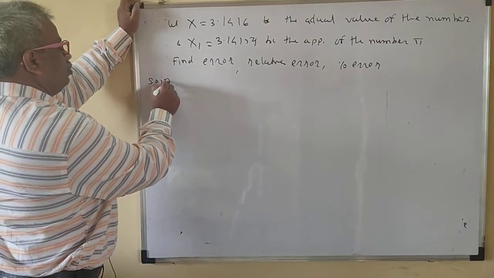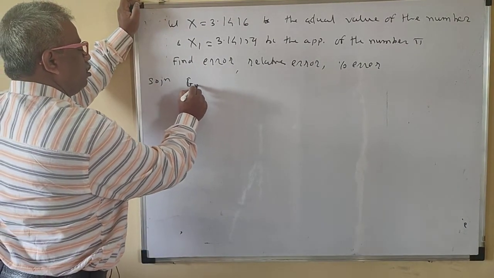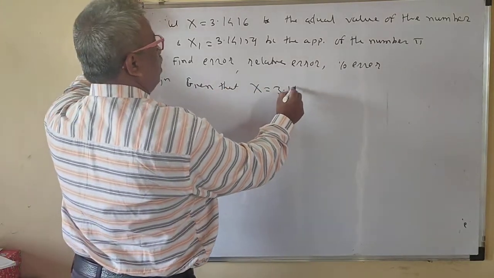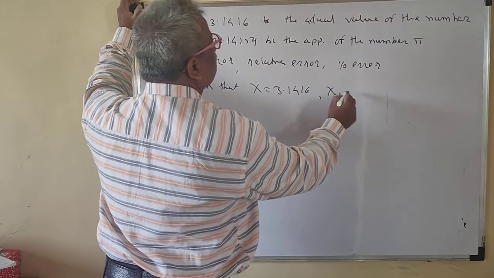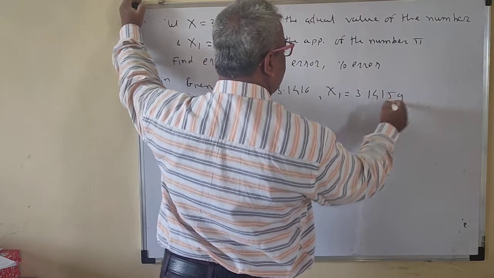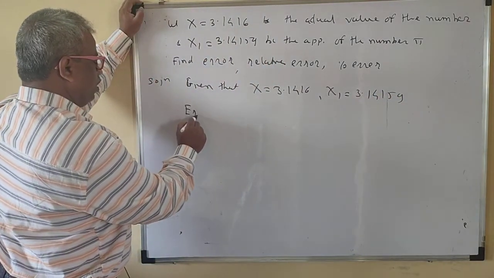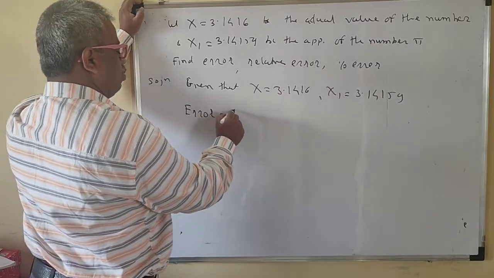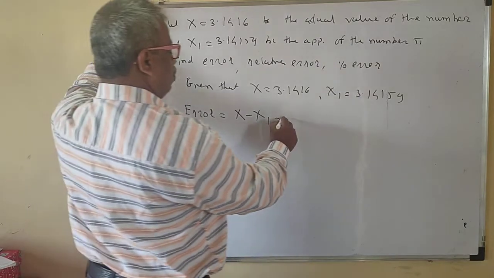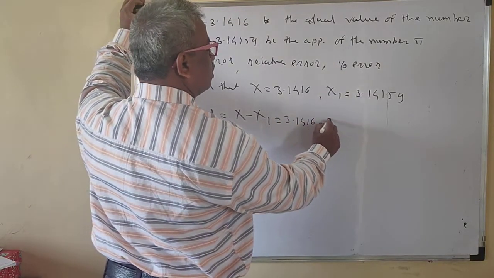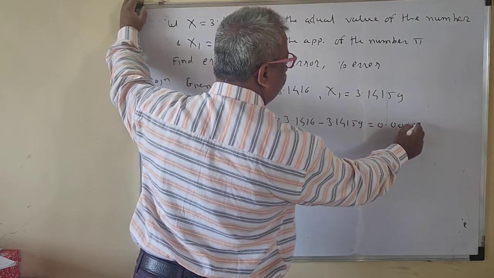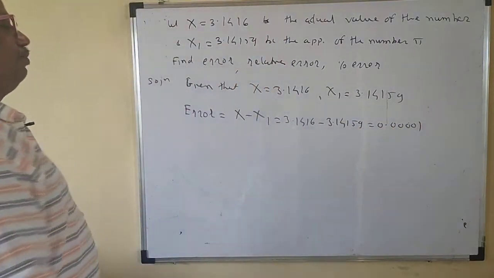Okay, solution. Given that x is equal to 3.1416, x1 is equal to 3.14159. Okay, so now first we will find the error. Error is what? x minus x1, whatever this is. Okay, maybe positive, maybe negative. So 3.1416 minus 3.14159 is equal to 0.00001. Okay, so this is one.